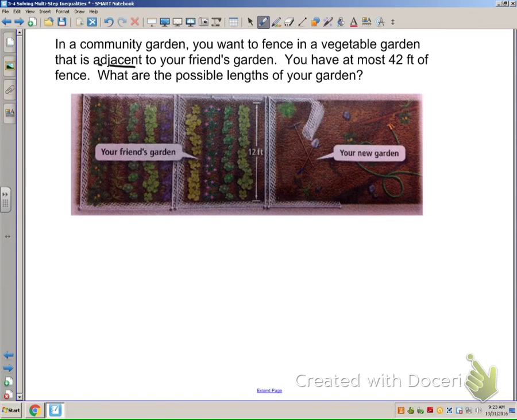So this problem requires you to think a little. I want you to pause the video and try to set this problem up and see what you would do. After you've paused it, then hit play and check your answer.